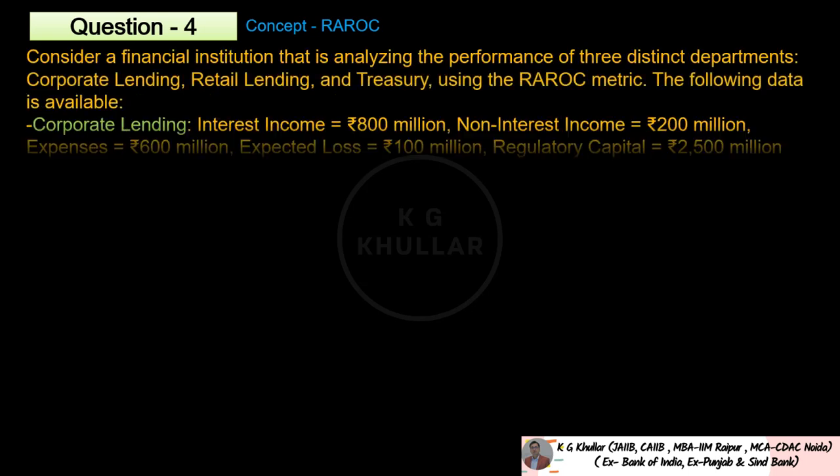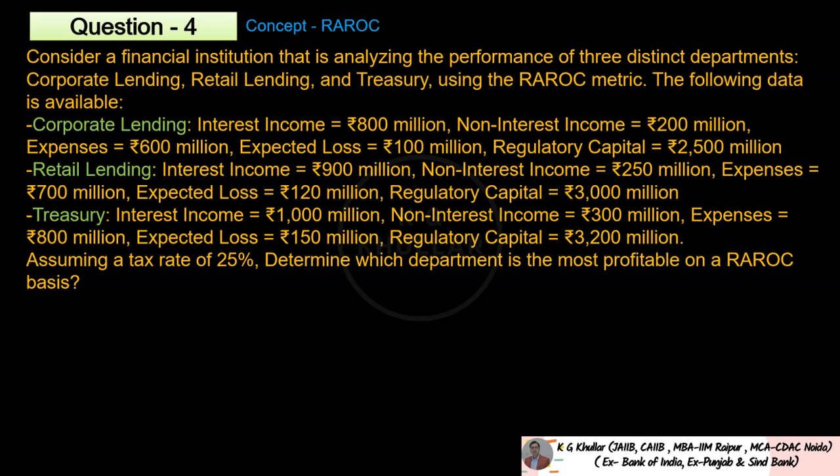Next, let's move forward with our mock test. And the next question is, now it's from a very important concept of RAROC. And the question goes like this. Consider a financial institution that is analyzing the performance of three distinct departments, that is corporate lending, retail lending and treasury, using the RAROC metric. The following data is given to you. That is, for all these departments, interest income is given, non-interest income is given, expenses, expected loss and regulatory capital is given.